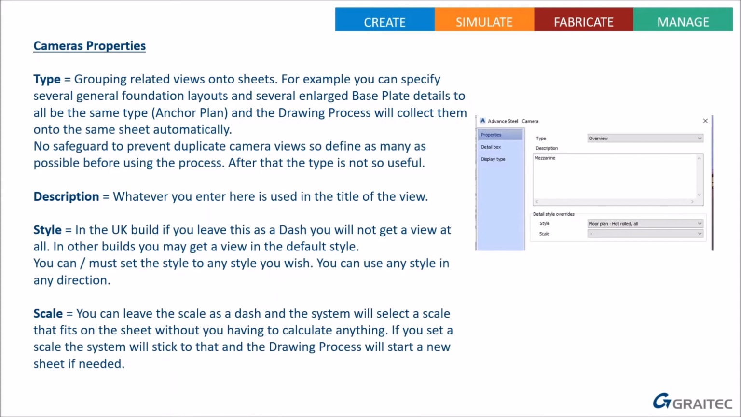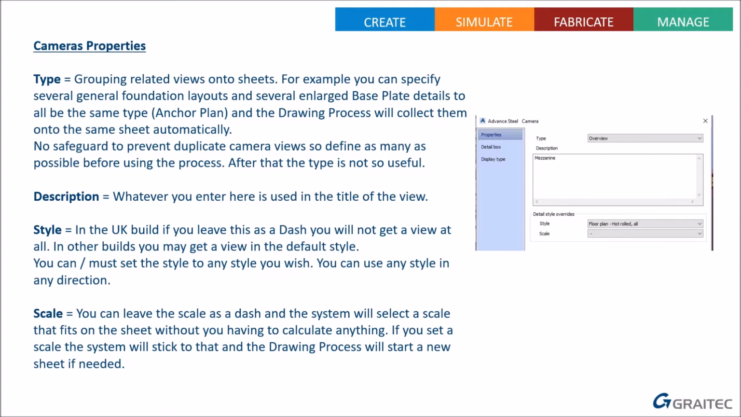The scale. Now this is an interesting one, because as I said on the last slide, if you want to, you can leave this as a dash. If you leave this as a dash, then the drawing process will go through a list of scales that's been predefined, probably in the UK's terms, 1 to 25, 1 to 50, 1 to 100, 1 to 200, and so on, to try and find the best fit on the sheet. So you don't have to do any maths, you don't have to know how big your building is, you don't have to know how big the sheet of paper is. The system's going to choose a scale that fits for you.